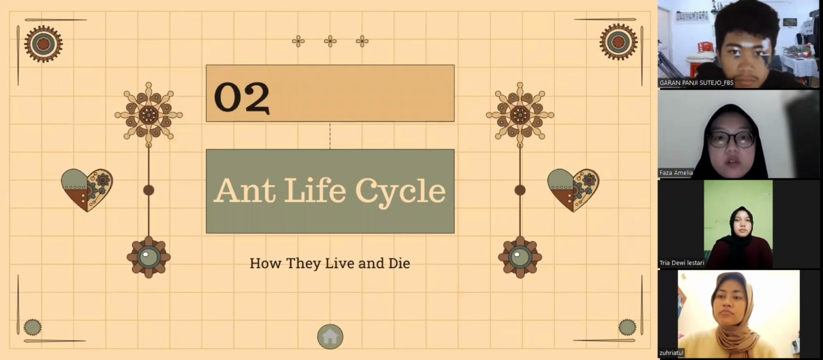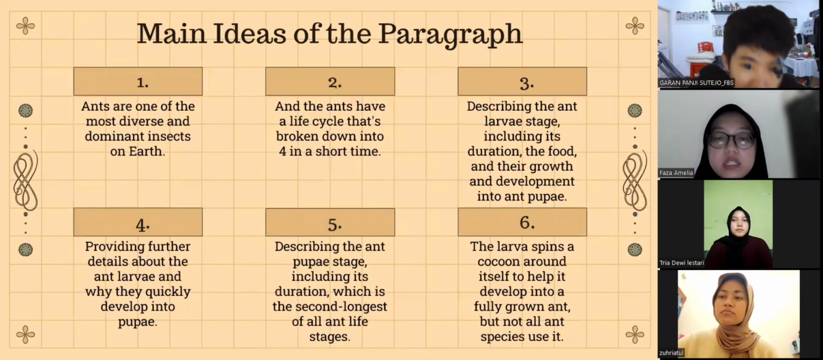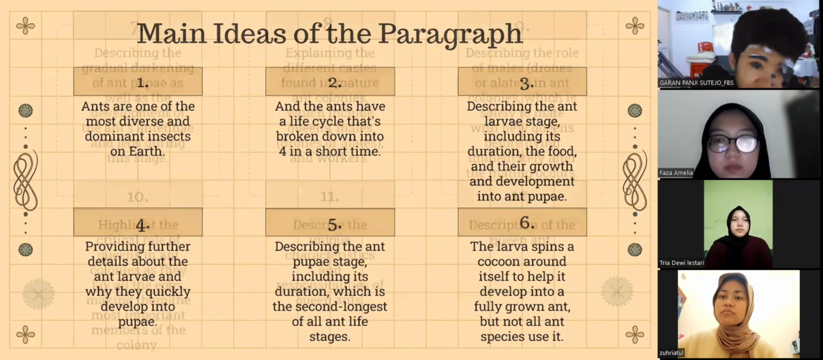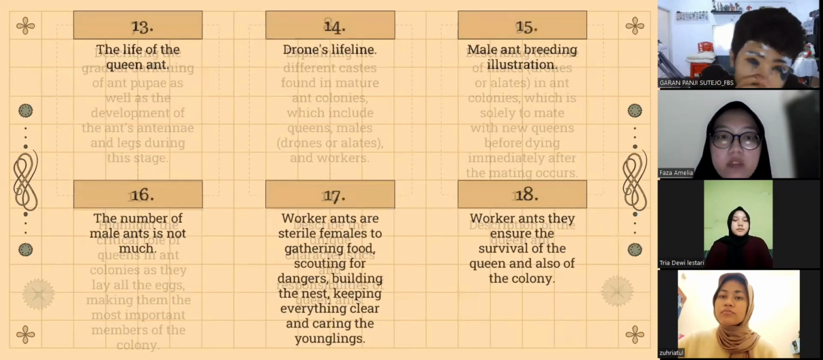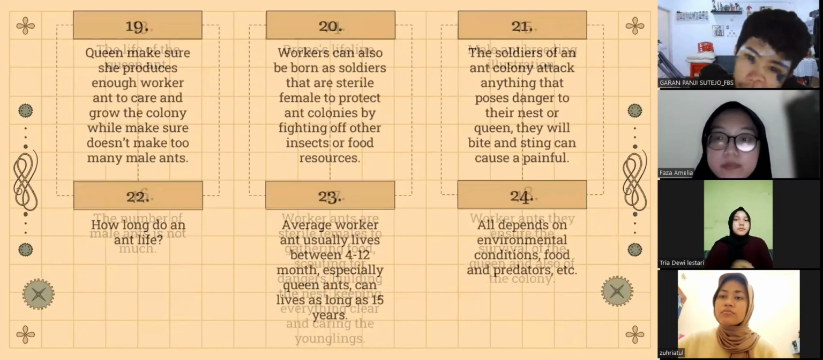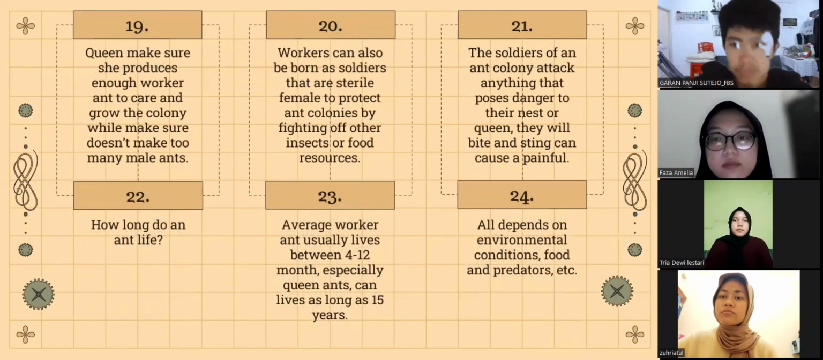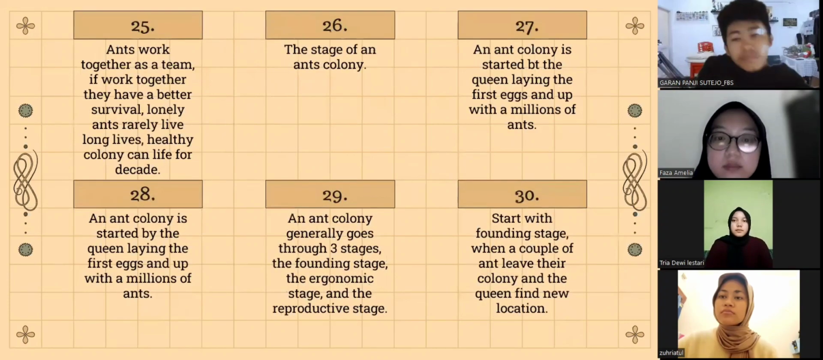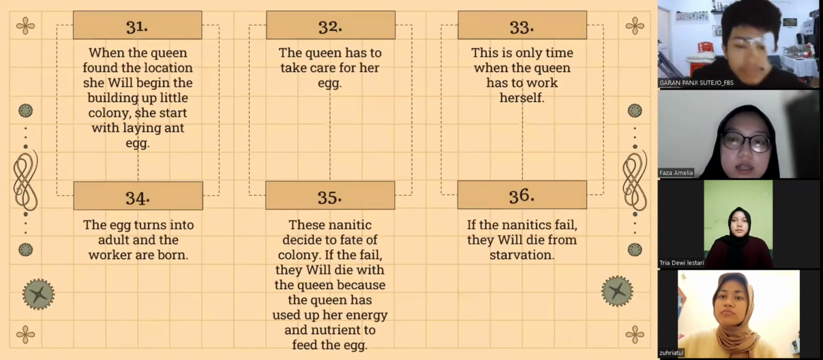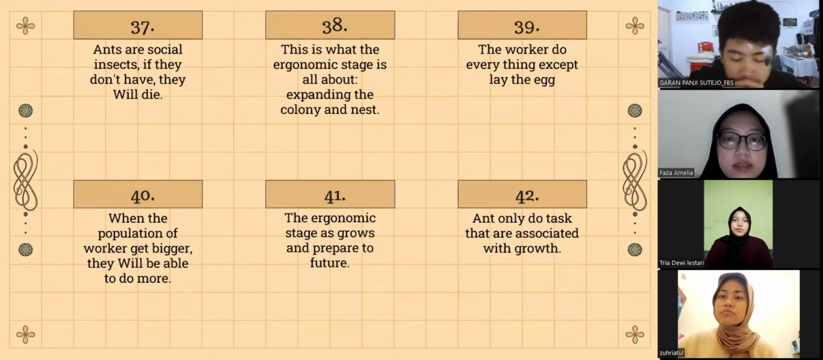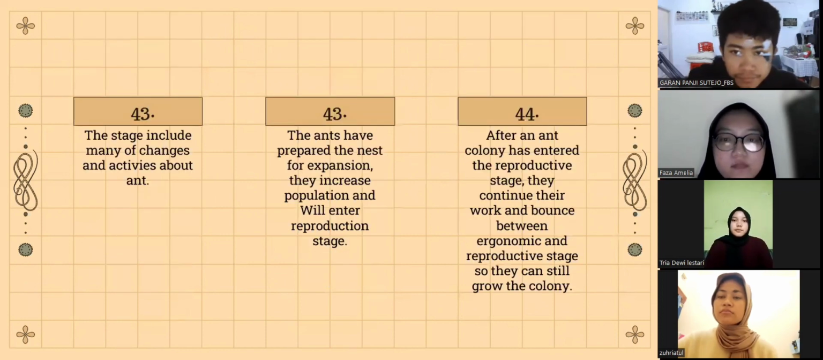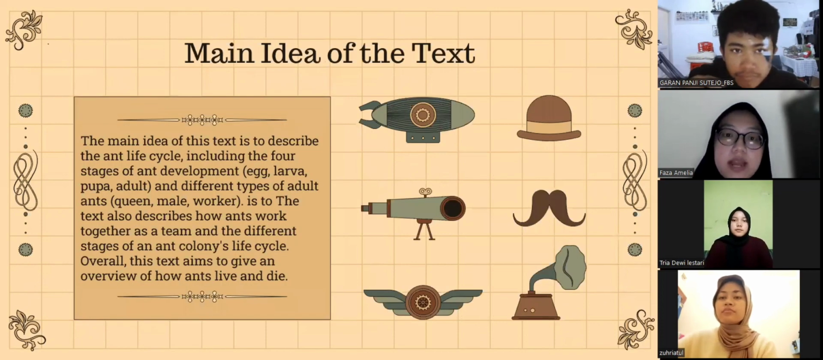Moving to text 2, which is the ant life cycle text. And here is the main idea of each paragraph. There are a lot of paragraphs in the text. And then next, here is the main idea of text 2.